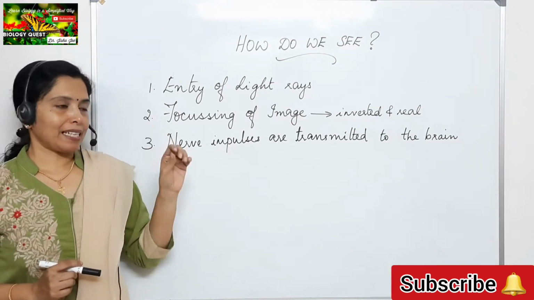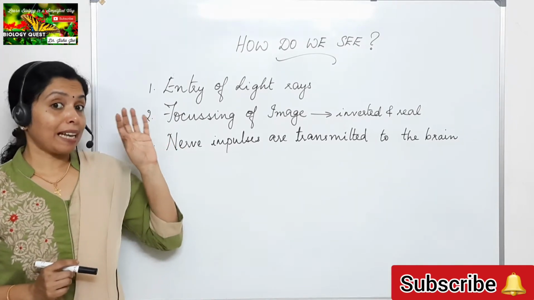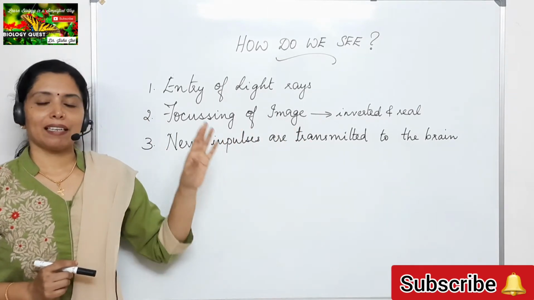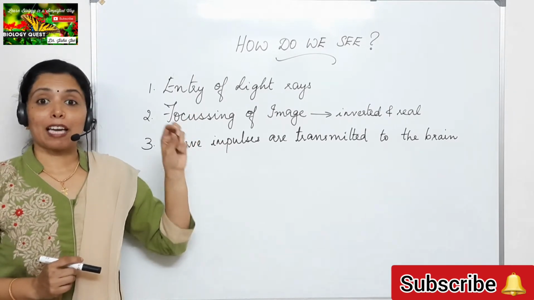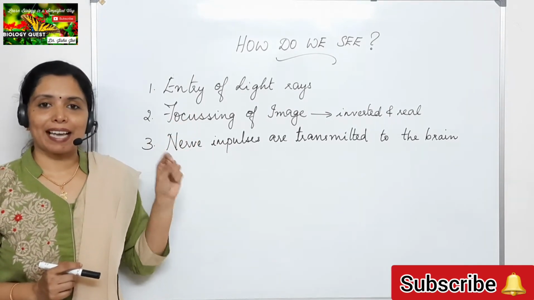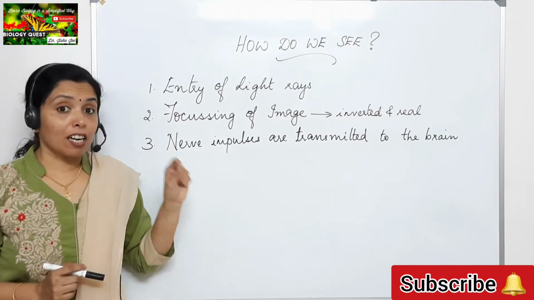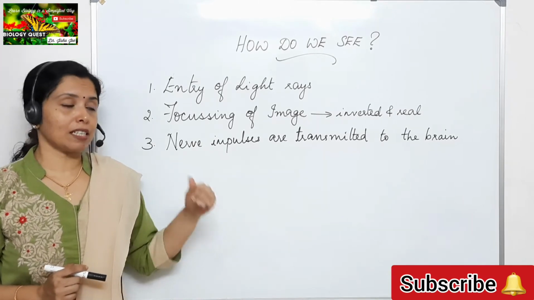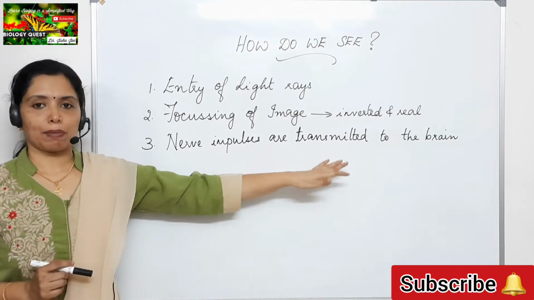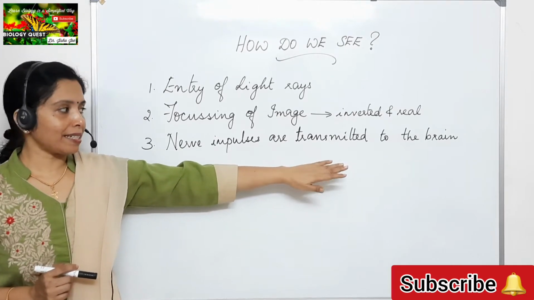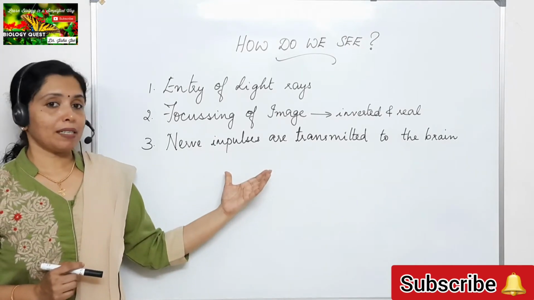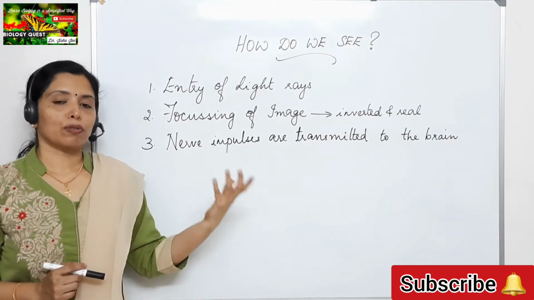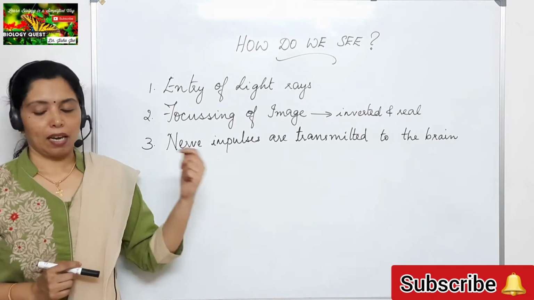Okay, so the light energy from the object has now fallen on the retina in the second step, and this causes chemical changes in the sensitive cells of the retina. This in turn generates nerve impulses which are transmitted to the brain. So that is the third step. Nerve impulses which are generated in the retina are transmitted to the brain. How? Through the optic nerve.